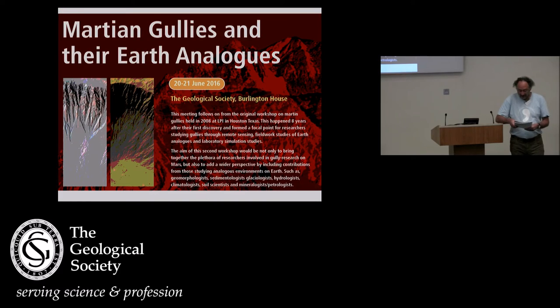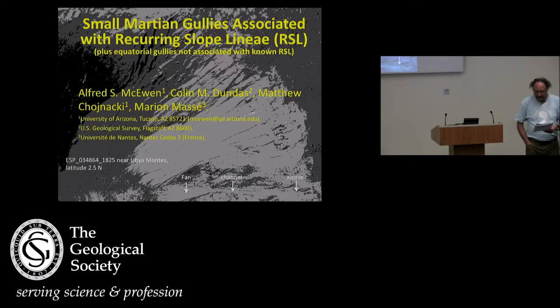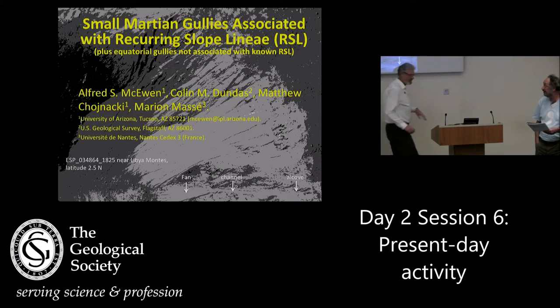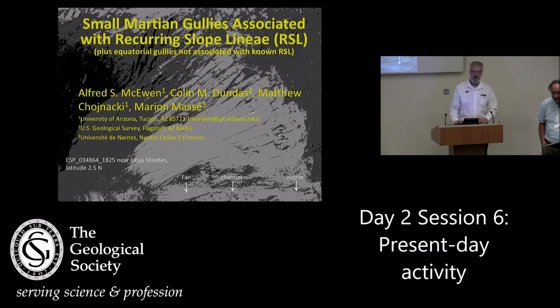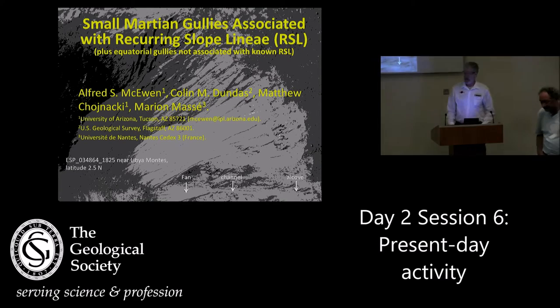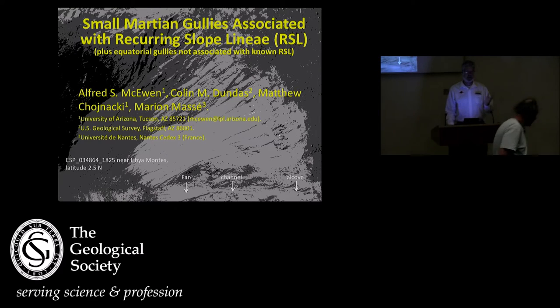Okay. Alfred McEwen, to talk on small Martian gullies associated with recurring slope lineae. Okay, so I'm going to talk about the small gullies associated with RSL, but also say some things about equatorial gullies in general, since they're kind of neglected. An example of them is shown in this cover slide here. This is almost right on the equator, fairly well-defined gullies. I'll come back to this site.